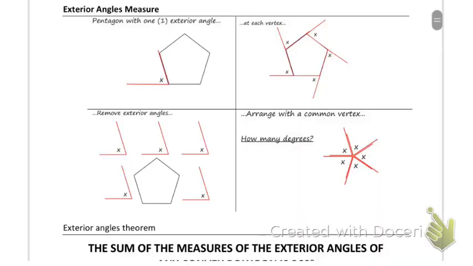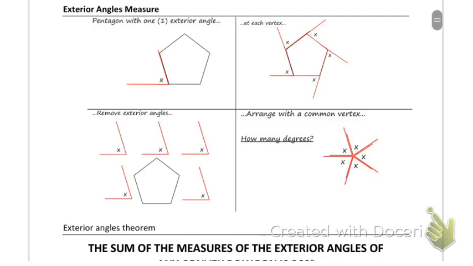Today we're going to talk about the exterior angle measures. And I do want to talk about the fact that they are linear pairs. So if I knew this was, say, 120, this would be 60 degrees. So these are always linear pairs. But we're not worried about numbers here.